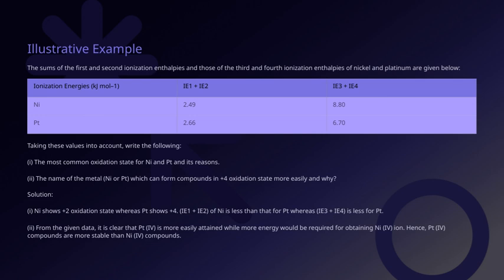In summary, the lower energy requirement for platinum to attain the +4 state makes its compounds more stable and more likely to exist in that oxidation state compared to nickel. This insight helps us understand their chemical behavior and stability in various chemical environments.